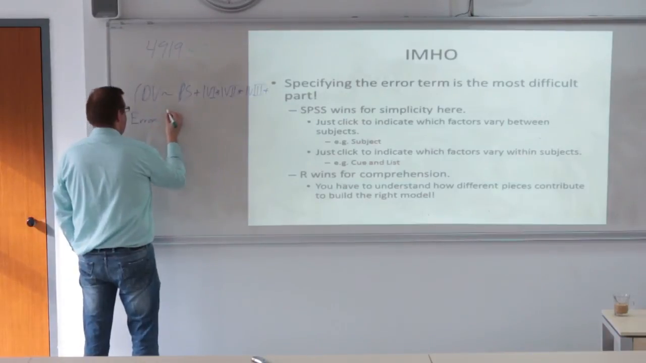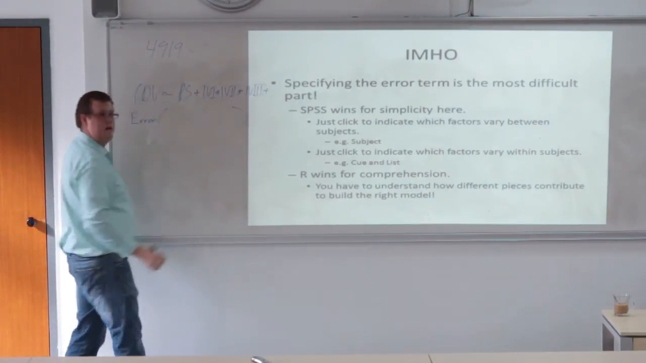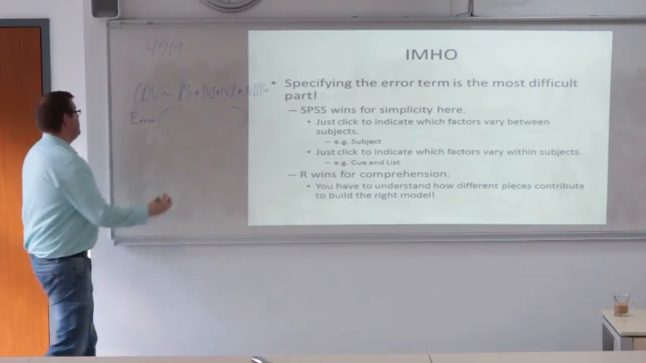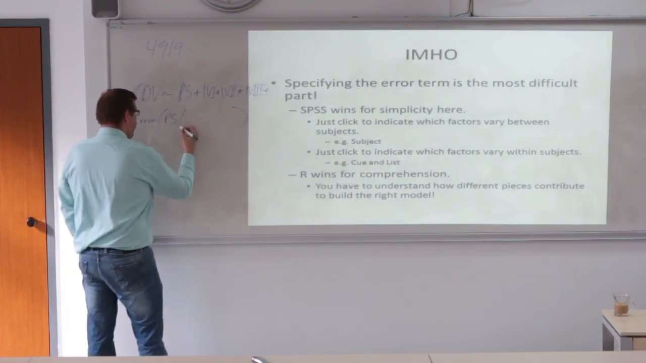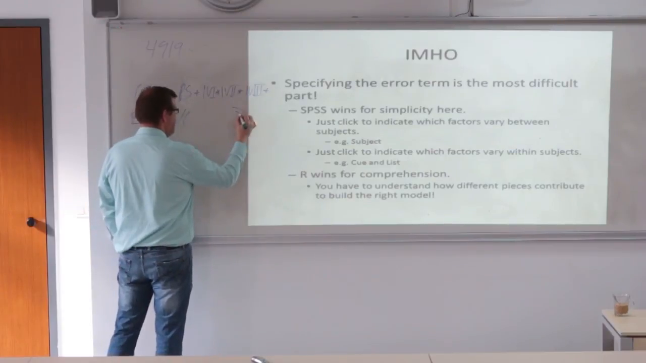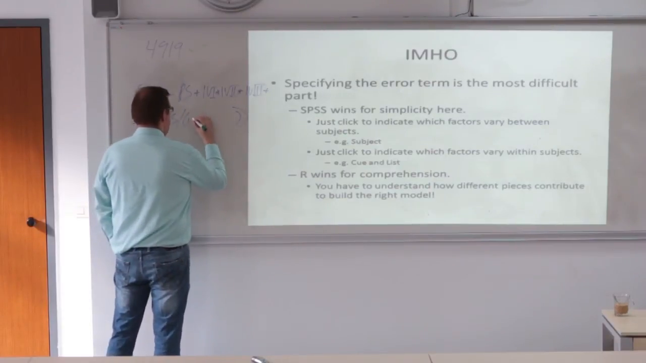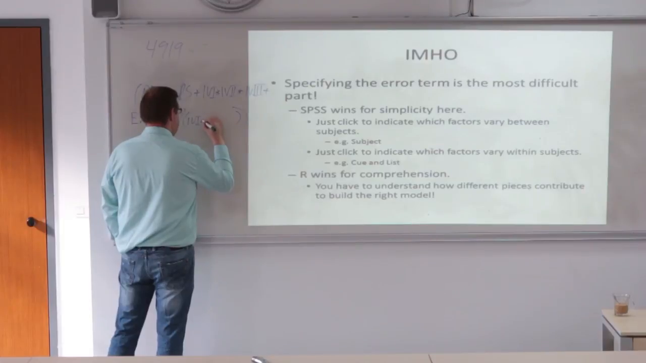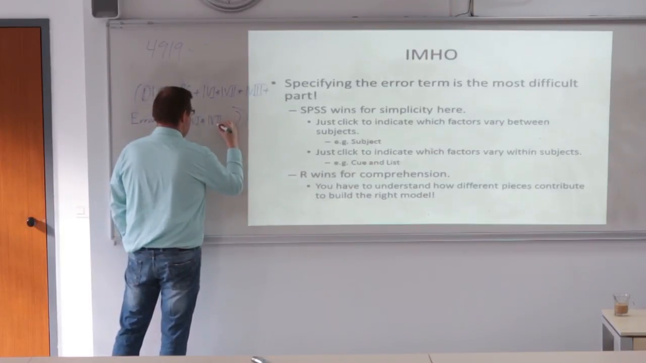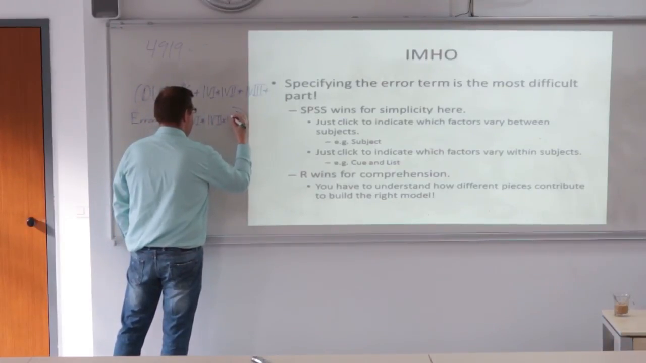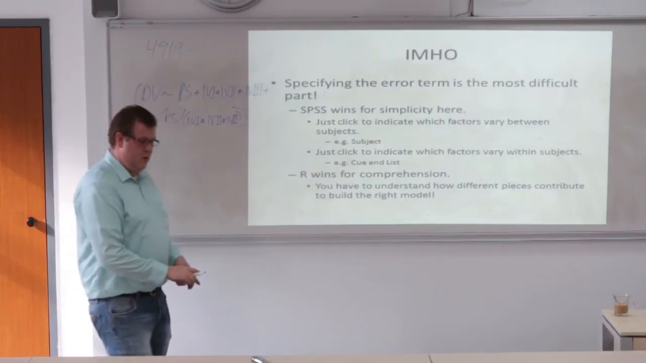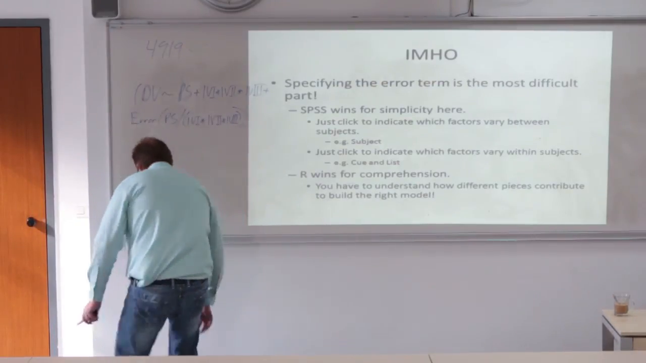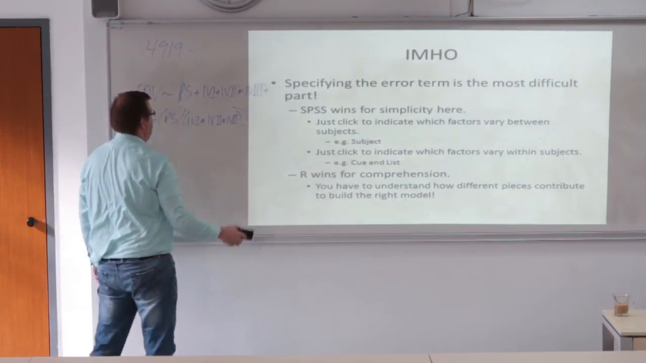So what is our error here? Subject. So PS. Build our nest. And treatment plan. Yes. IV one times IV two times IV three. That's exactly right. What if you only had one independent variable? If you're doing a one-way repeated measures ANOVA.